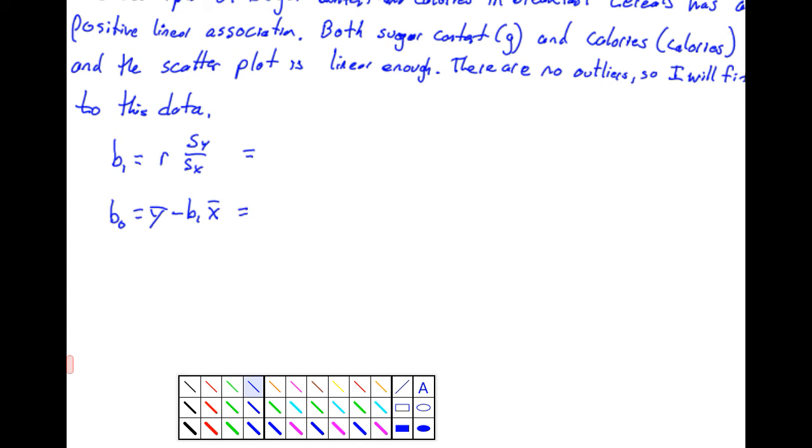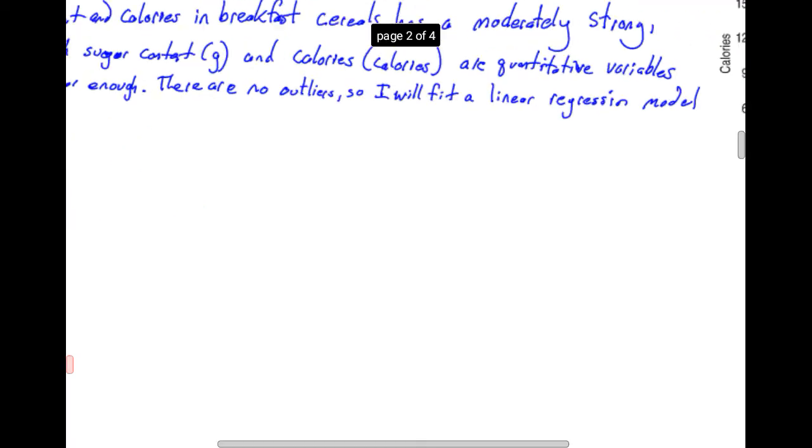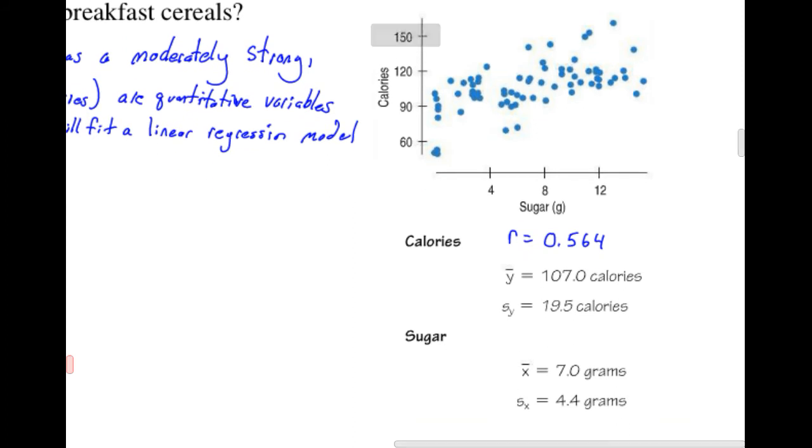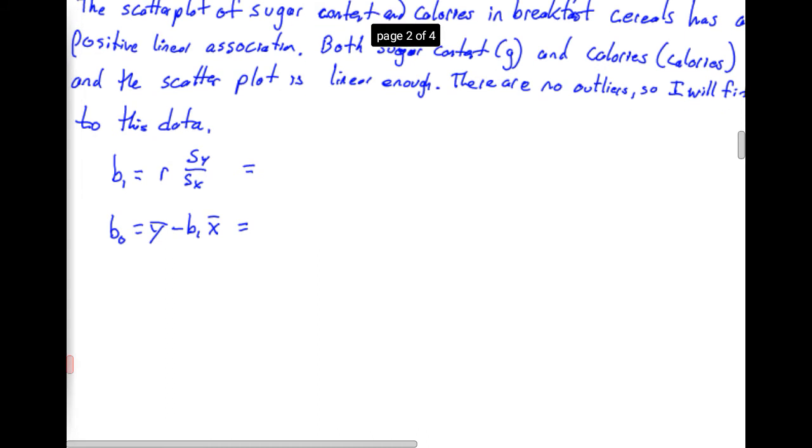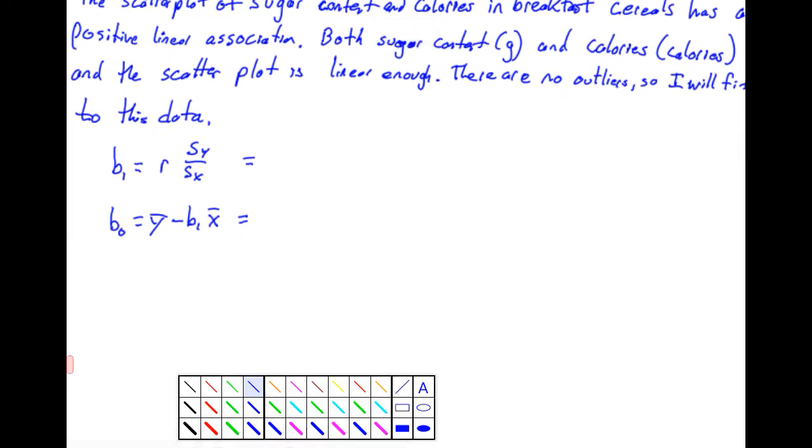So our correlation is 0.56. It's a positive association. Positive correlation, that matches up. Our standard deviation of the y is 19.5, and for the x is 4.4. So we can set this simple equation up.